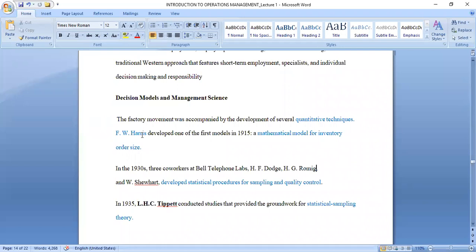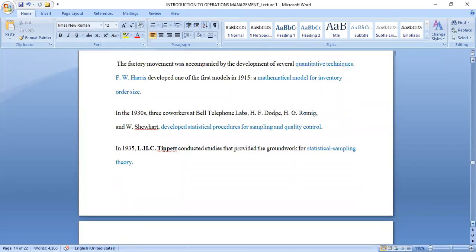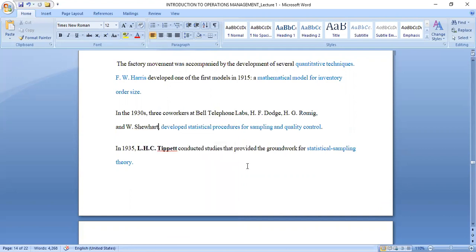We had F.W. Harris, who developed the first model in 1915, and it was called the inventory order size model. And then in the 1930s, we had three co-workers by the name of Dodge, Roming, and Schwartz, who developed statistical procedures for sampling and quality control. So these models basically involved managing inventory. They involved managing quality control.